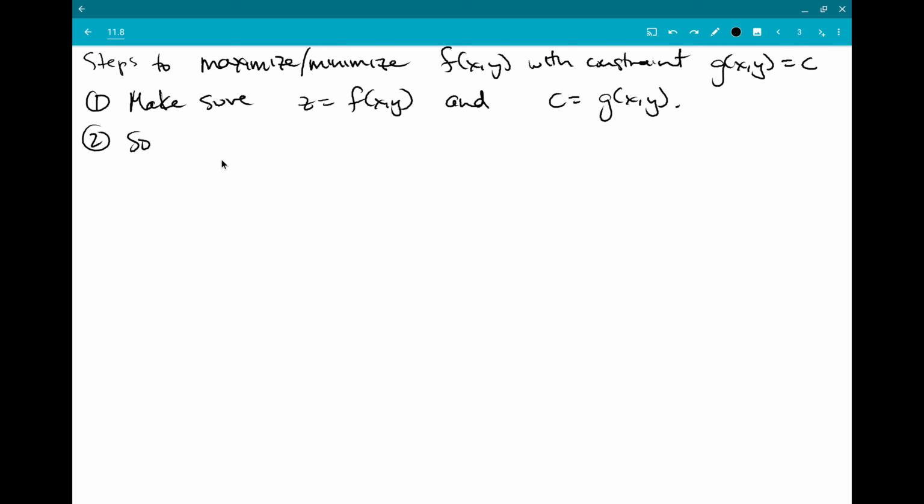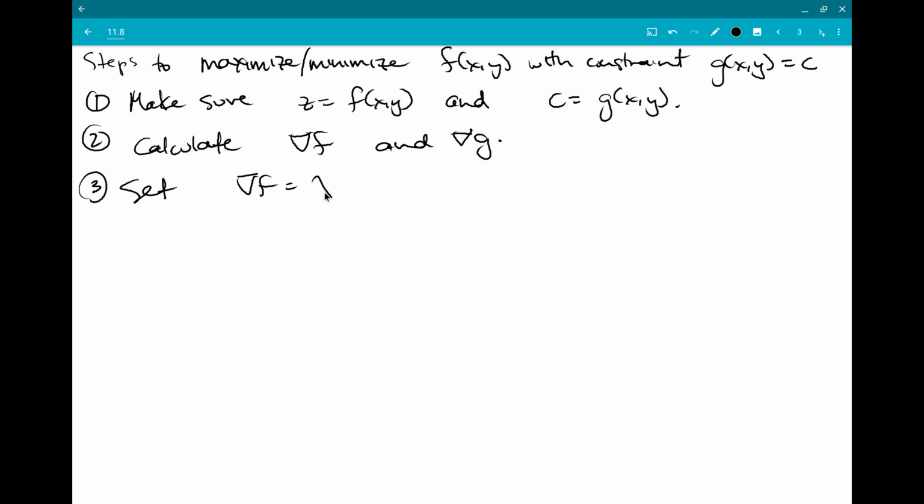And then you're going to calculate grad f and grad g, just from the f and g that you identified in the first step. And you're going to set grad f equal to lambda grad g for some variable lambda. What this is going to give you is two equations for the i hat and j hat components. These are vectors. You can't combine unlike components.